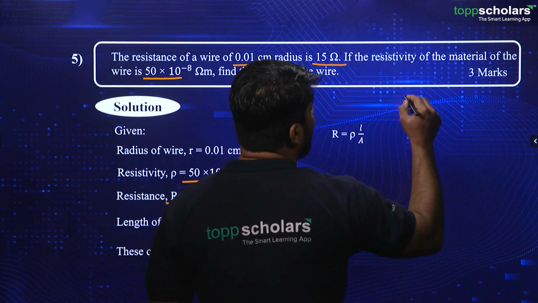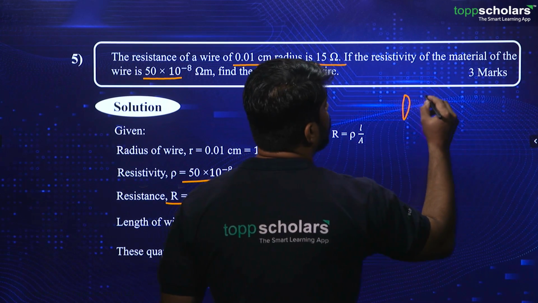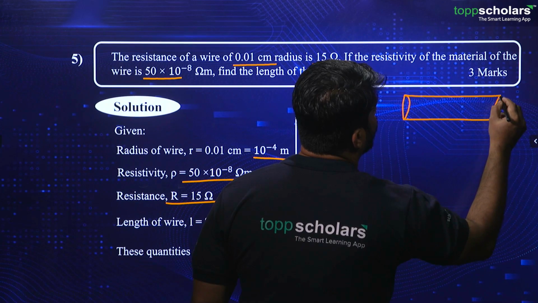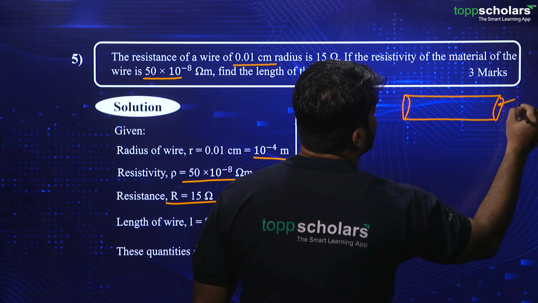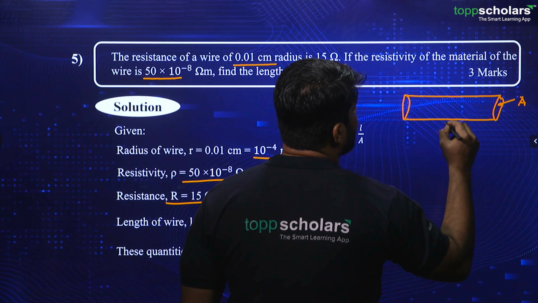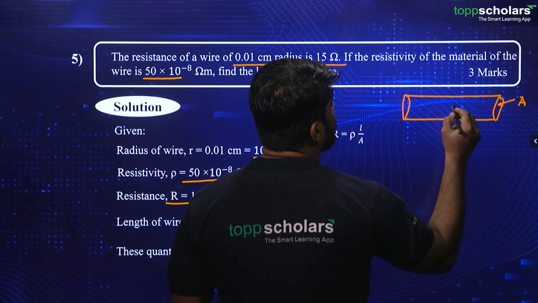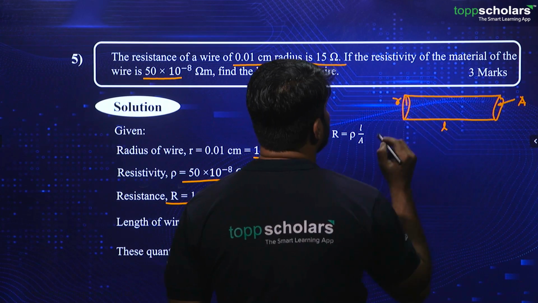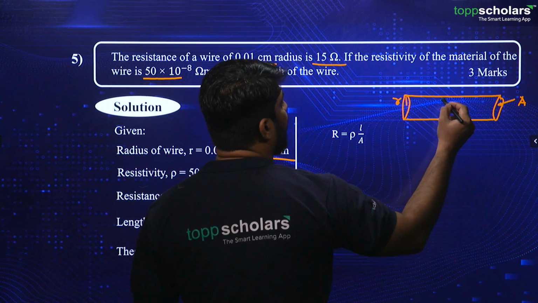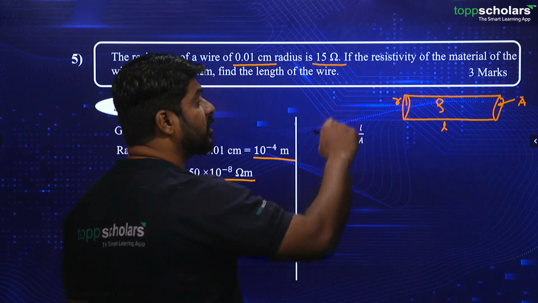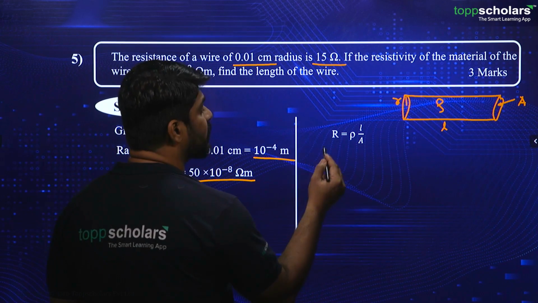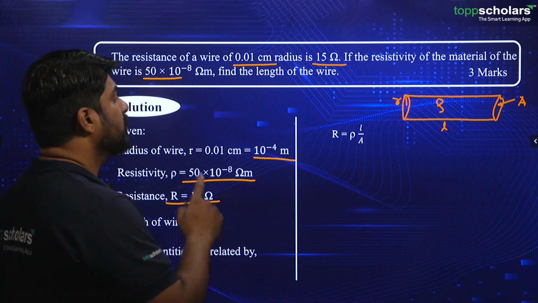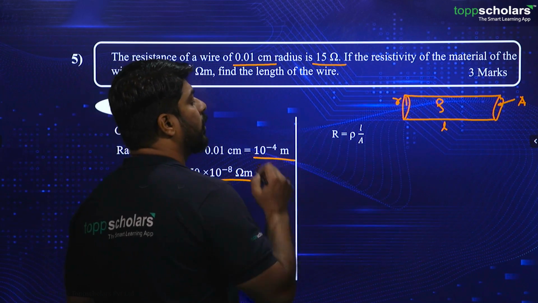That means if we have a wire, something like this, let's say a piece of a wire which has a cross sectional area A, length is L, and it has a radius of small r, and the material has a resistivity rho, then such a piece will have a resistance equal to rho L upon A. Okay, so this is the simple formula.